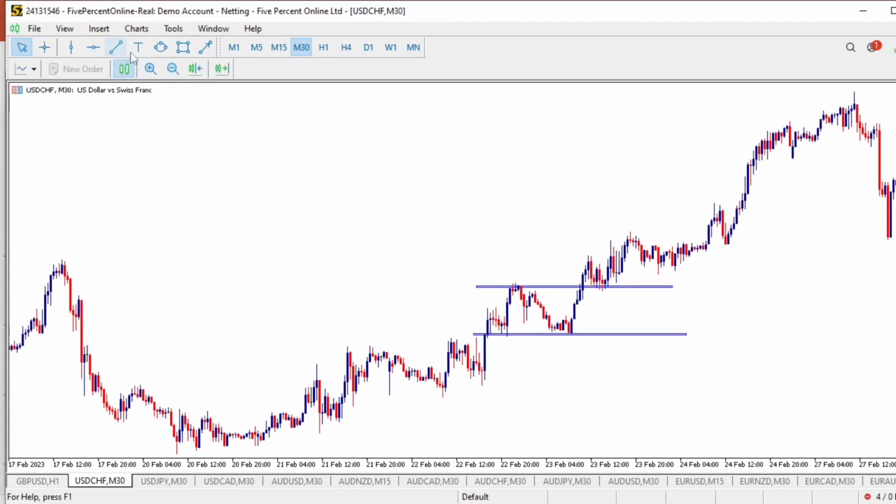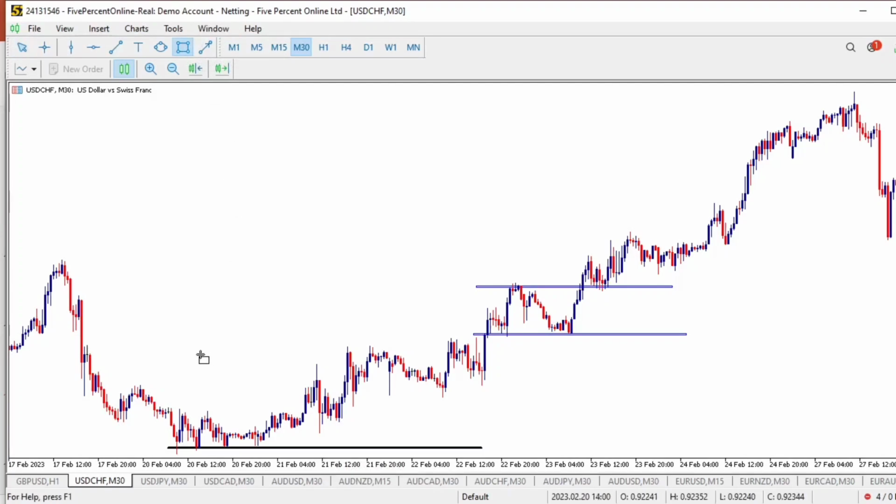Okay, now let's start from this floor. Always start from the outside of the chart. Let's start from this floor. This is a support. So this is the floor. Now let's locate the resistance.